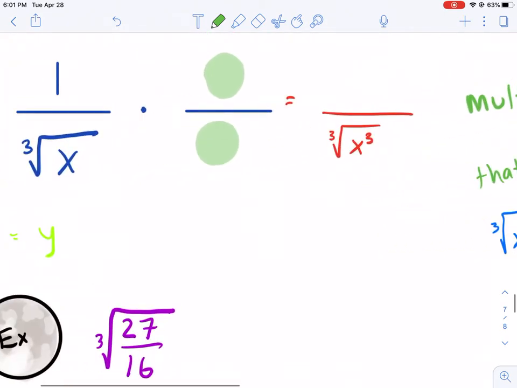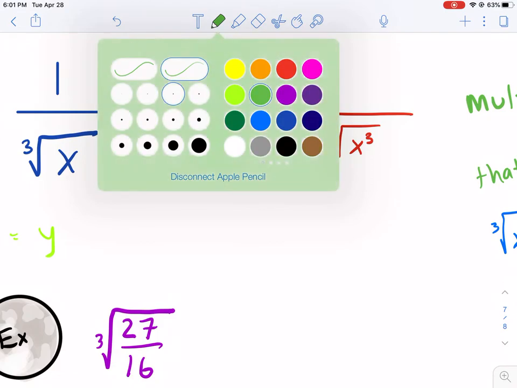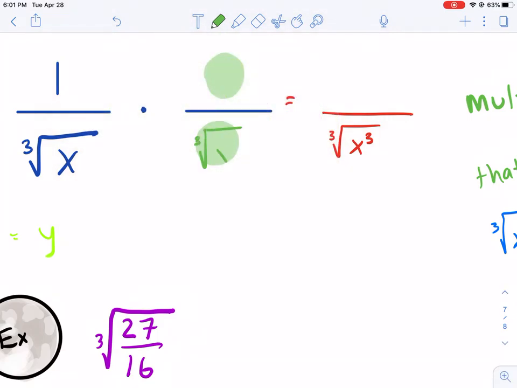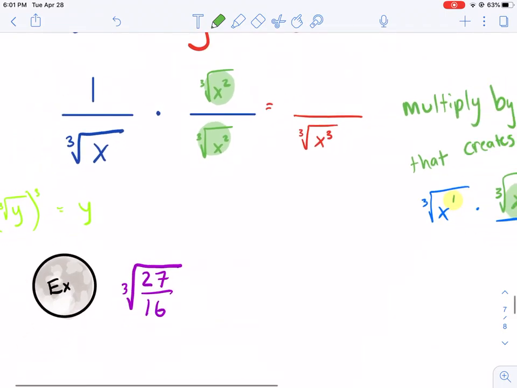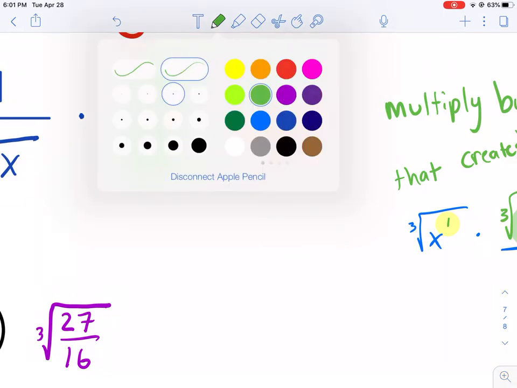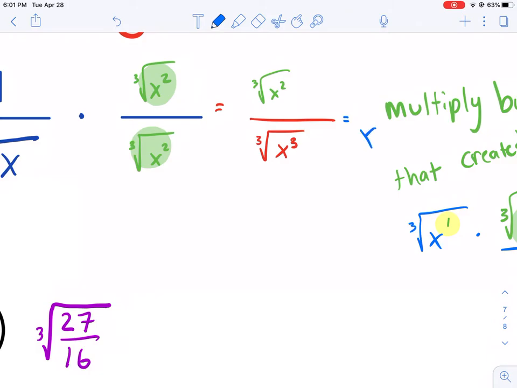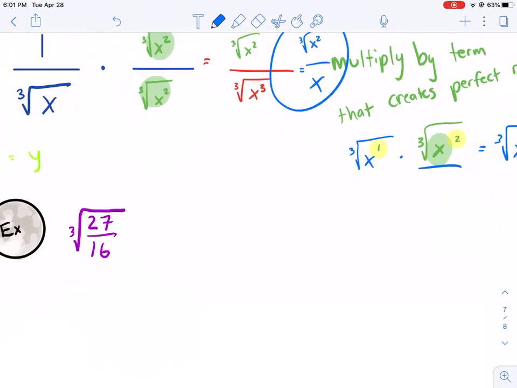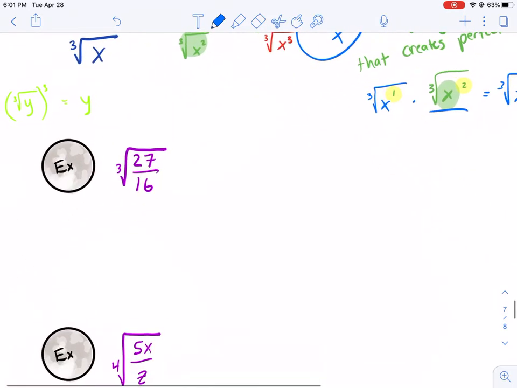So we multiply by the cube root of x squared over the cube root of x squared. So we do the cube root of x times the cube root of x squared, we get the cube root of x cubed in the bottom. In the top, we get the cube root of x squared. We can simplify the bottom. It just becomes x. The top doesn't really matter, but that's our answer. We get the cube root of x squared over x, and that is simplified. There's no longer a radical in the denominator.